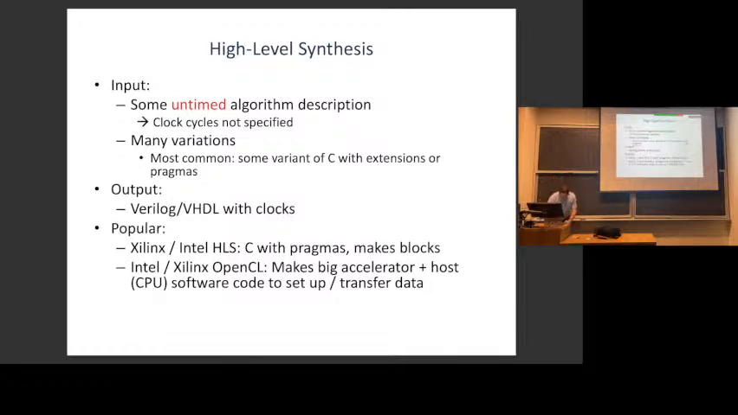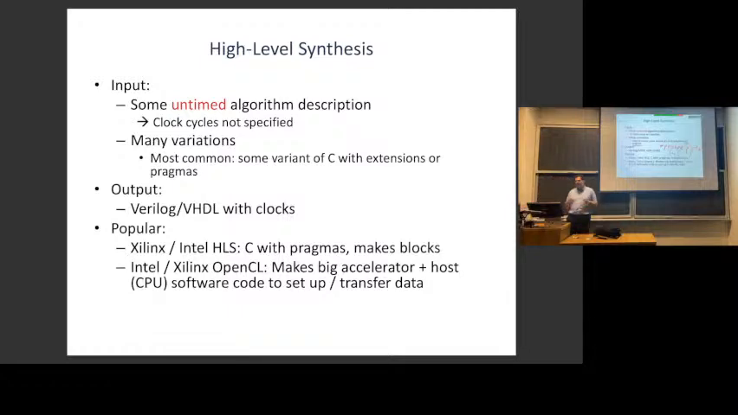With a pragma, what it means is inside your code, you see literally hashtag pragma, and then something. Like you might say hashtag pragma pipeline. And then underneath that, you have a for loop, and that tells the compiler this for loop is actually a good candidate for making pipelined hardware. So you gave it a hint. Okay?